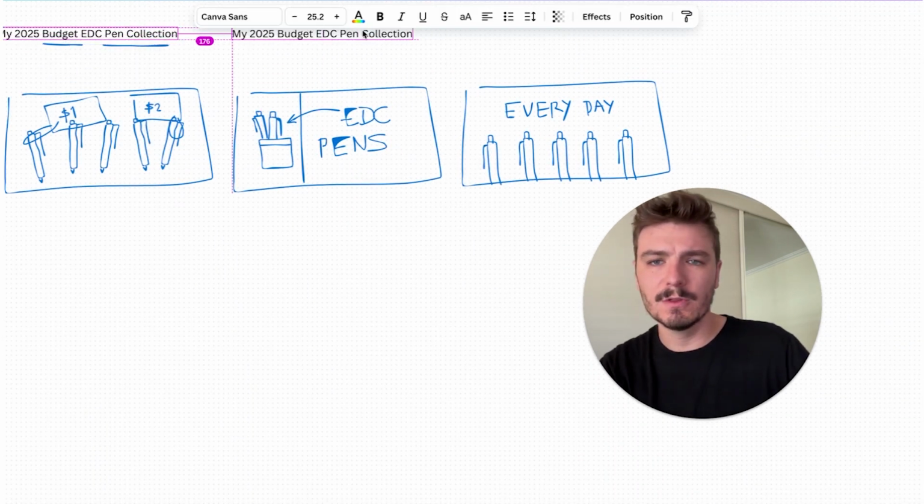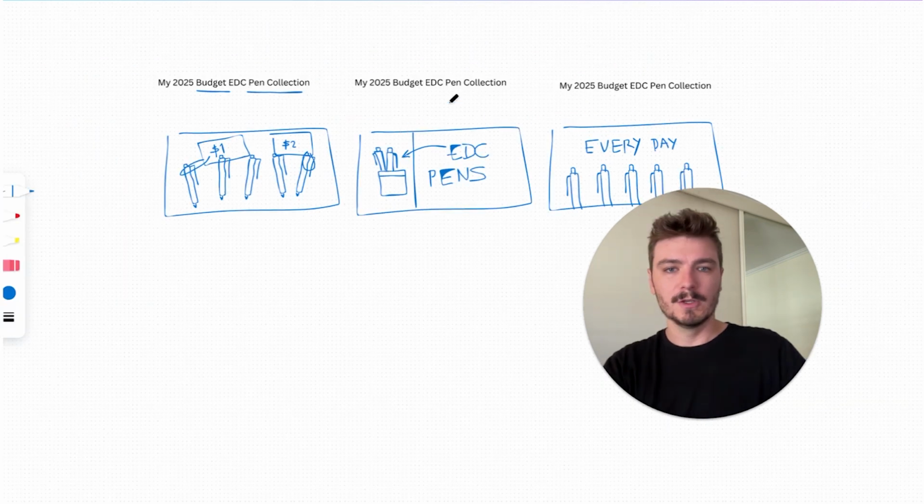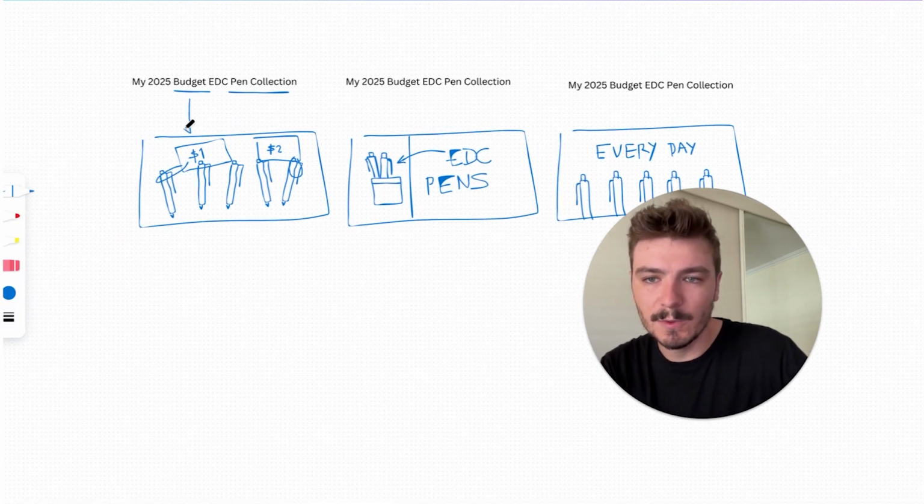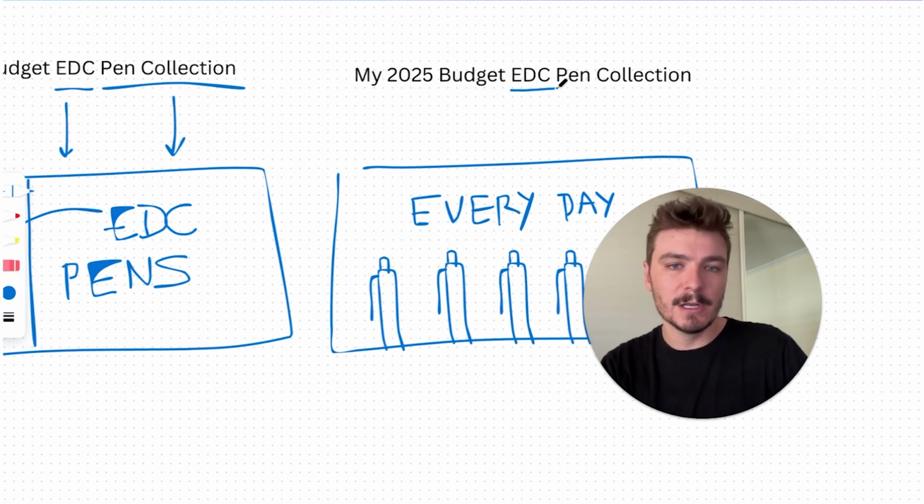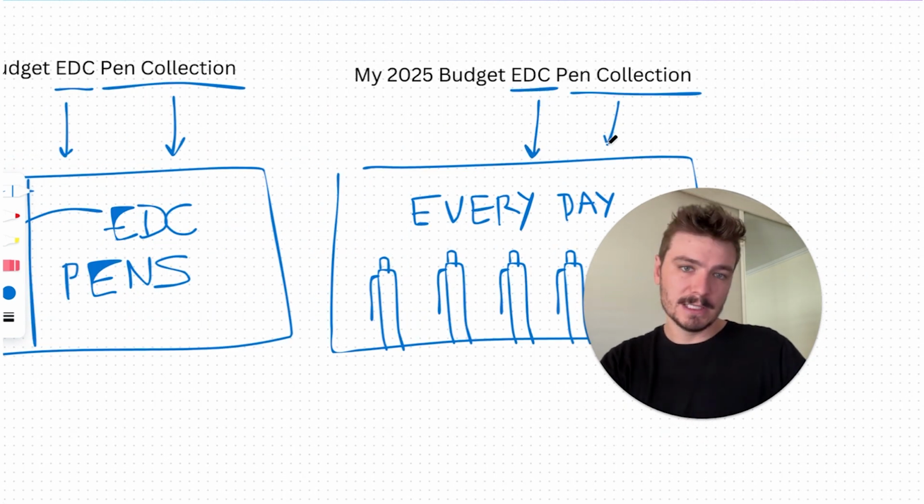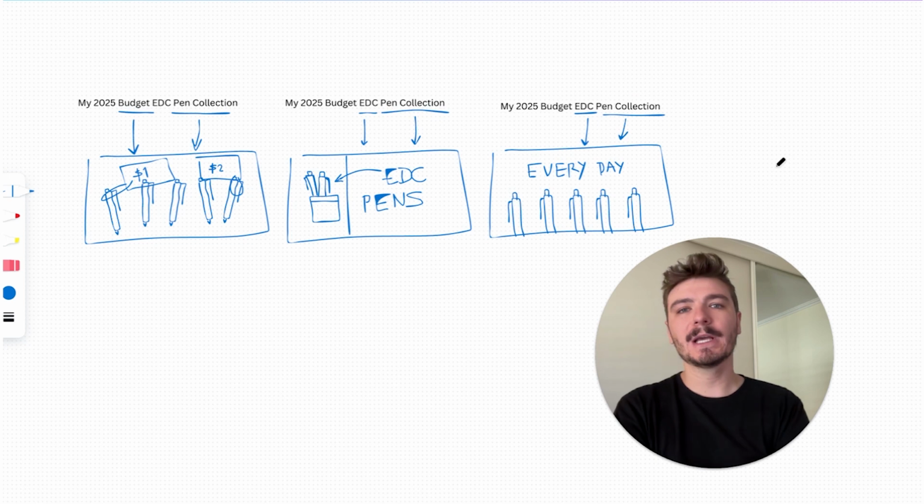So if I just do this and duplicate these, so for all of these now, we understand this one here is budget, and we understand that it's pen collection. With this one here, we understand that it's a pen collection, and we understand that it's EDC. Like that. And then with this last one, we understand that it's everyday carry, and we understand that it's a pen collection. So none of them are getting all of the point across.